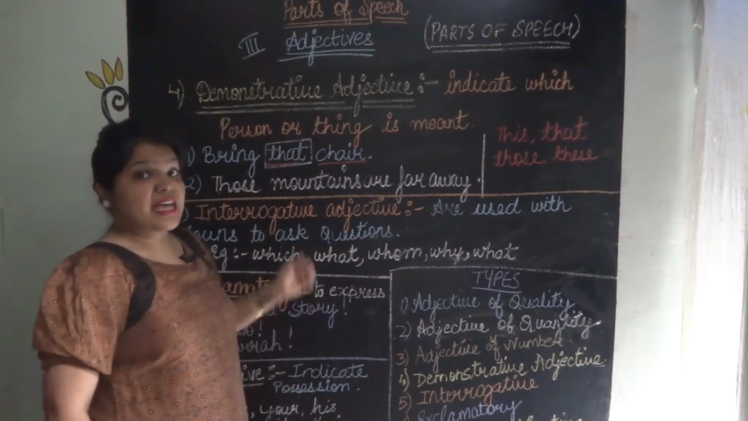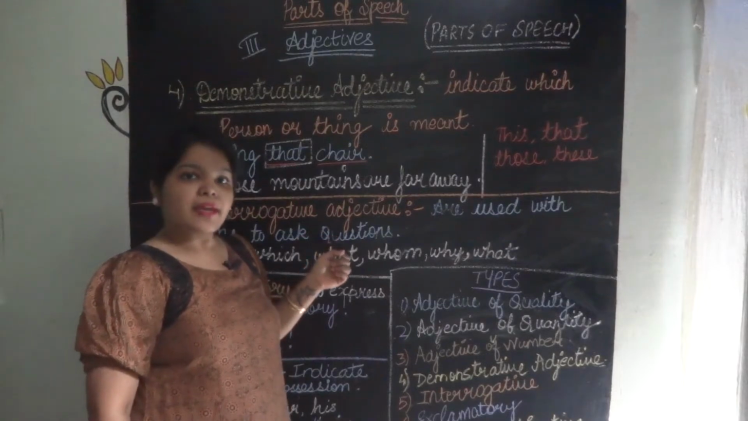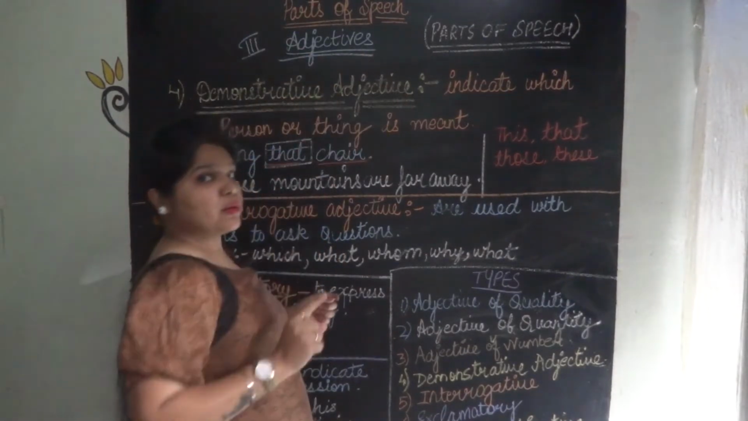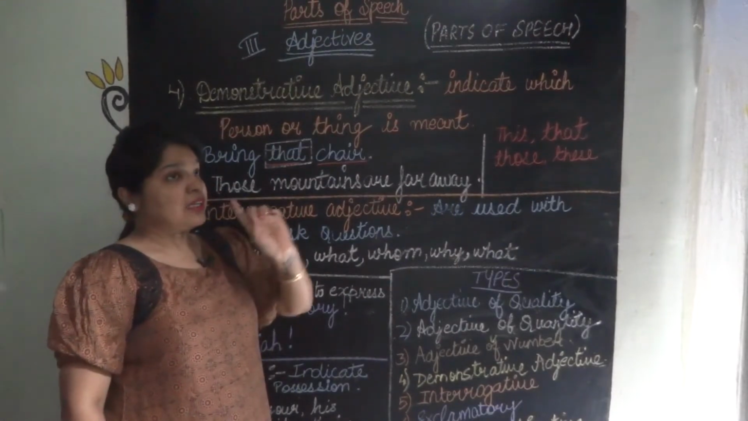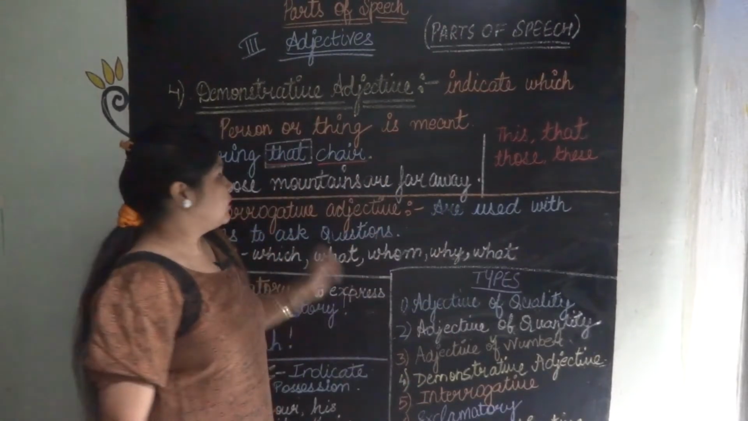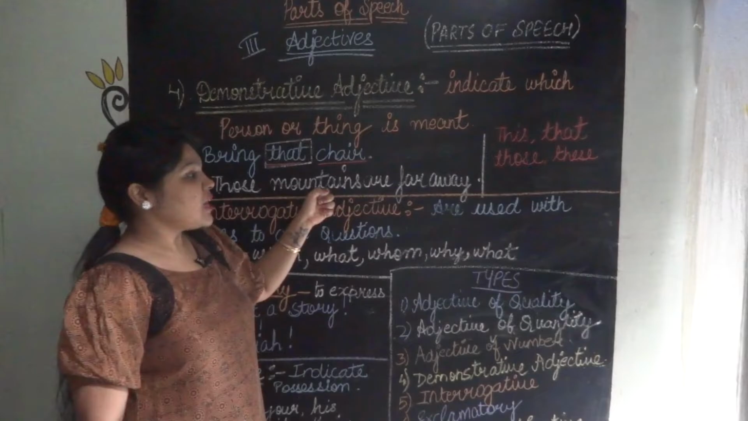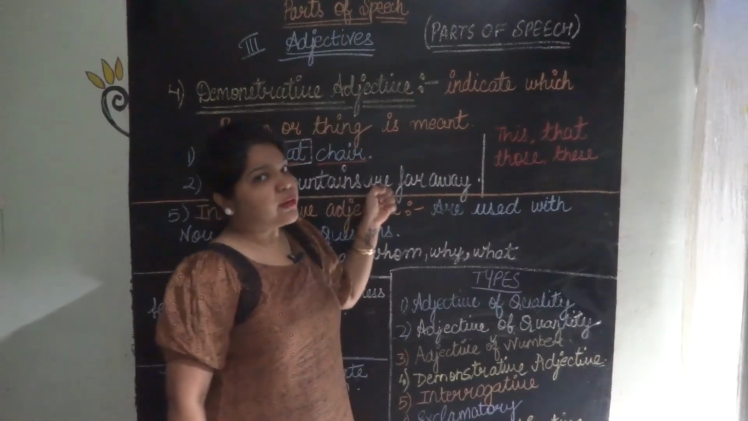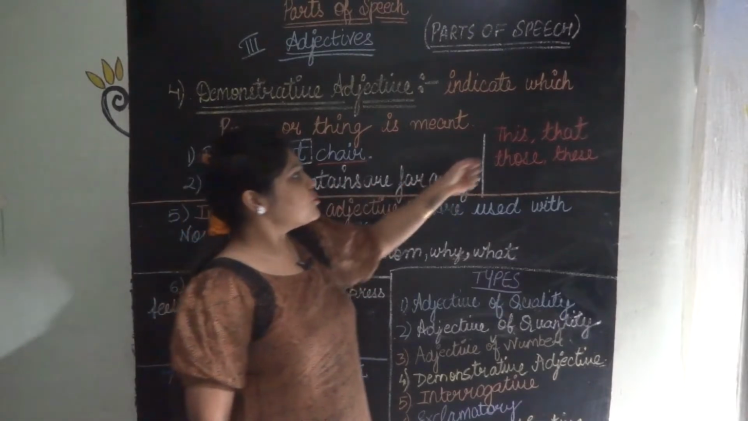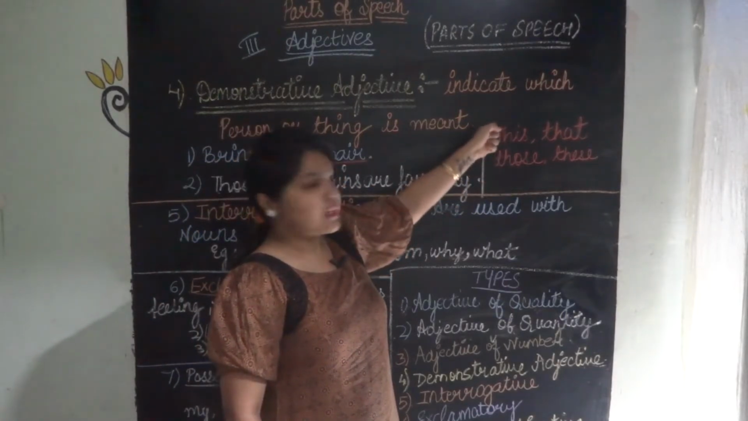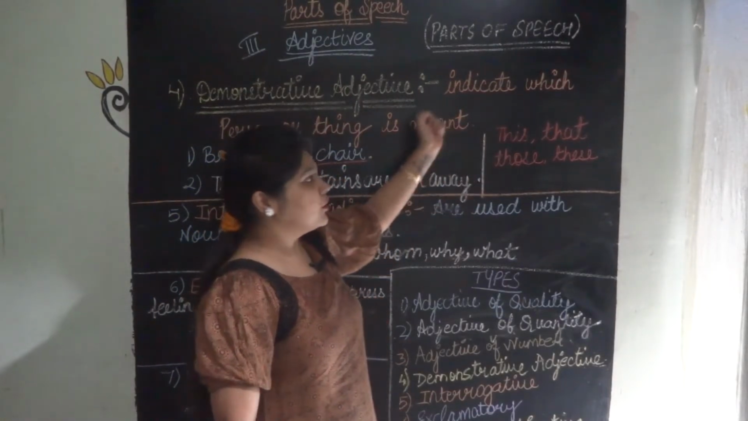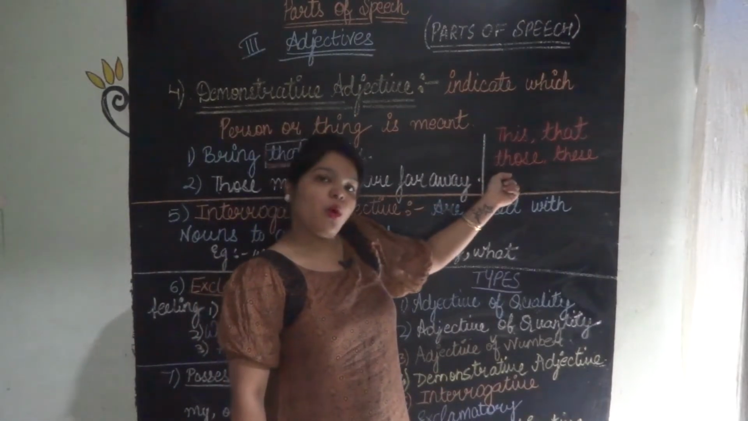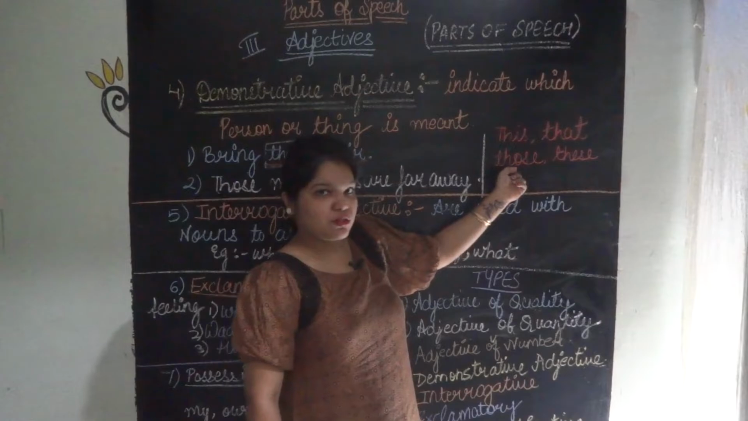Those mountains are far away. Means the mountains that are very far away, those mountains. I am pointing out the thing which is very far away. So those mountains are far away. This is a demonstrative adjective. If you want to learn more about the demonstrative, I'll put a link in this video. You can just go and watch this also.